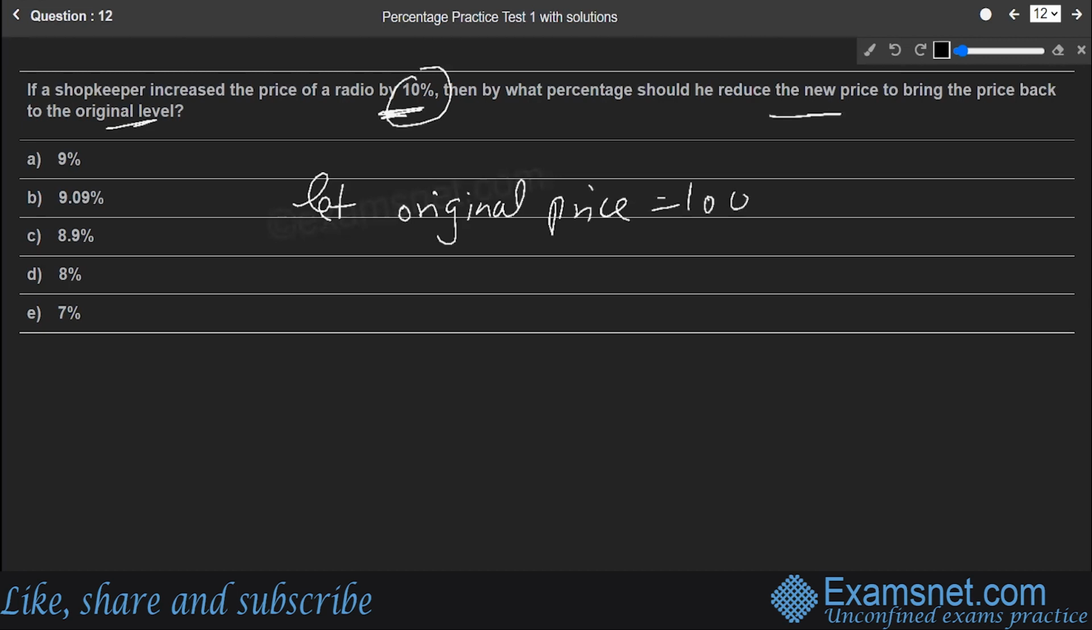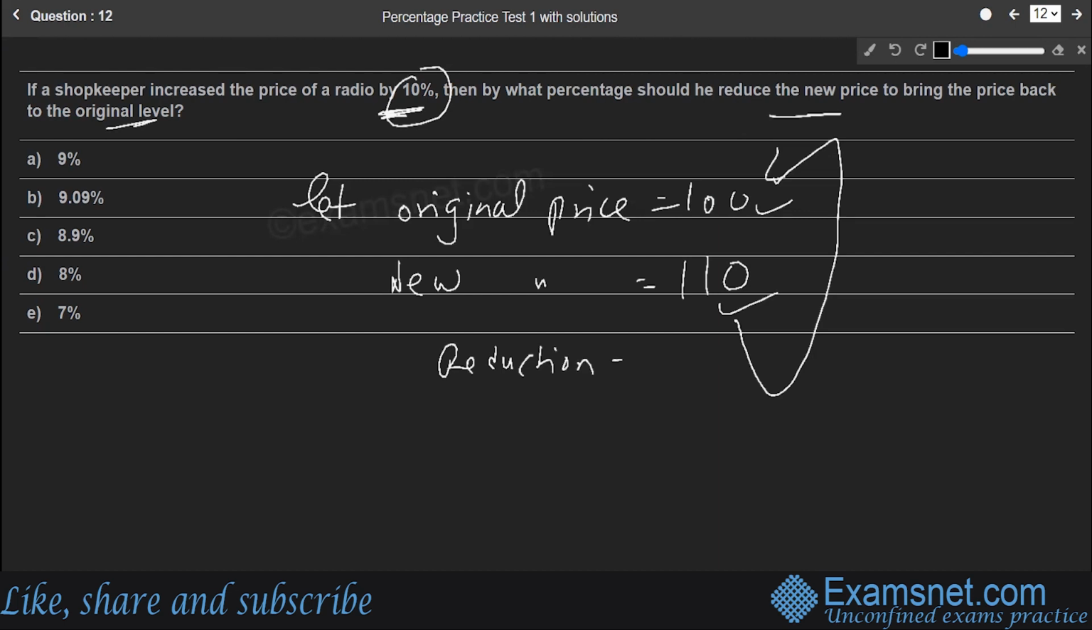Then he says the shopkeeper increased the price of a radio by 10%. So what is the new price? The increased price is nothing but 10% more. 10% more than 100 is nothing but 110. So this is the new price, this is the old price. Now the question says, by what percent should he reduce the new price to bring it back to the original level? That is, 110 should be reduced by what percent so that 100 is retrieved. For finding the answer in percentage, we are supposed to find the answer in number first. How much should 110 be reduced to make it 100? The reduction should be of 10. 10 rupees should be reduced from 110 to give it back to 100.